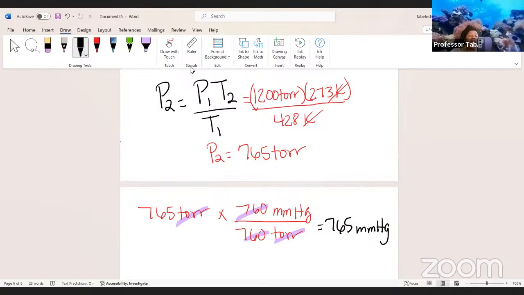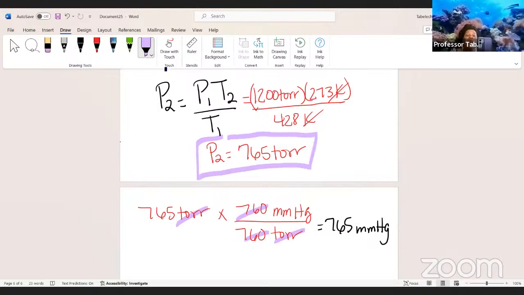Okay, good question, K2. Why is the torr in the bottom of the fraction 760 and not 765? Because remember, this was the calculated answer that we got right here. This P2 that you see me highlighting in purple, that was the calculated result. So we've got to convert that number, 765, to millimeters of mercury per the question that was given. So we have to convert 765 torr to millimeters of mercury.